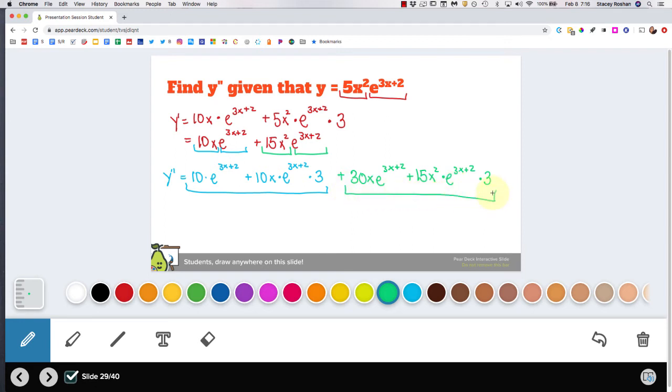Since I don't need to take any more derivatives, I'm going to just leave it like that. And that is great for my final answer. I'm not going to simplify for this one. Obviously, you could take out an e to the 3x plus 2 and make it look a lot nicer, but that's great for this answer. If it was multiple choice, I might have to do that, but for now, I'm good to go.